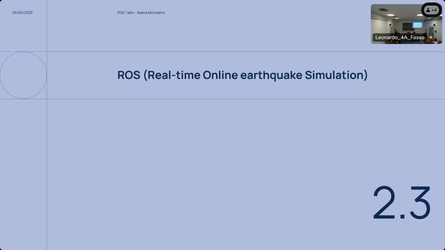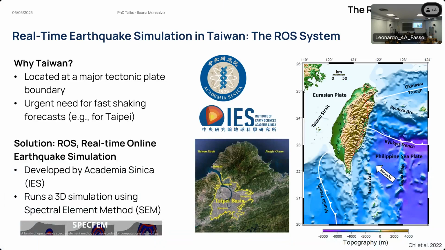Yes, so I will just pass to the next system that is called ROS. It's also for real-time earthquake simulations, and this time it focuses on Taiwan. And why Taiwan? Because it is located in a very seismic area where two tectonic plates collide, the Eurasian plate and the Philippine Sea plate, producing a lot of seismic events in the area. So this, and the fact that Taipei, a highly, densely populated city, is located on a basin.